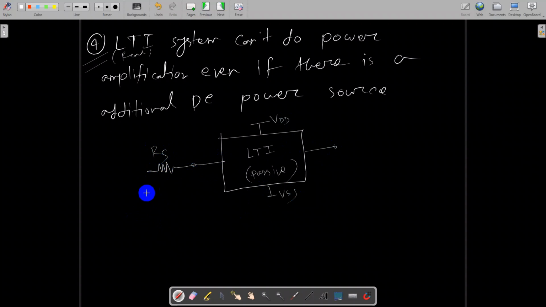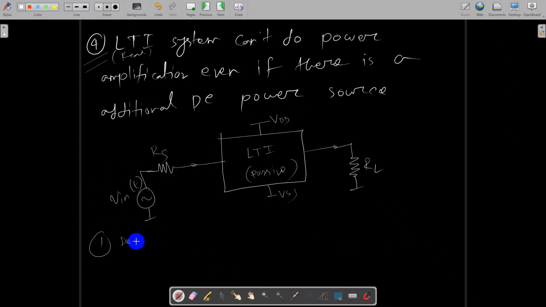Now we'll connect our source. This is the source resistance. This is our V in, and this is RL. So this is linear, so it will obey the superposition law. In superposition we generally activate one source and deactivate the other, activate only one source at a time. So number one, only V in T is present, and I am deactivating VDD.